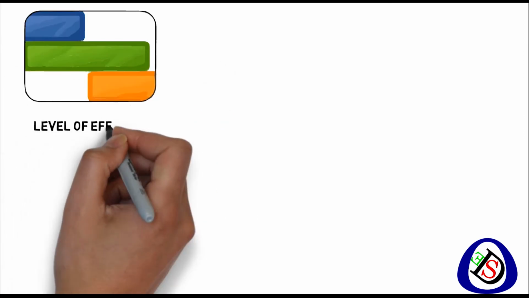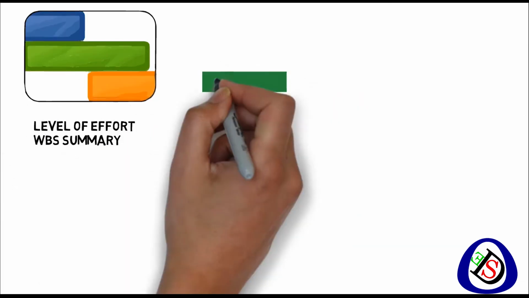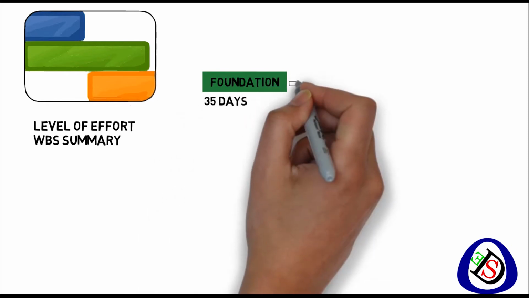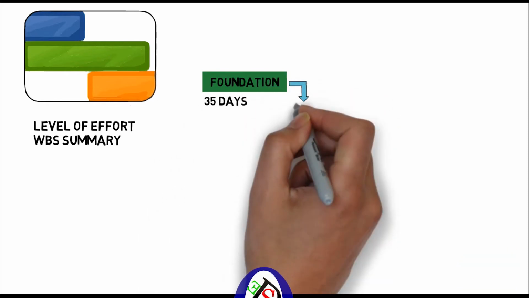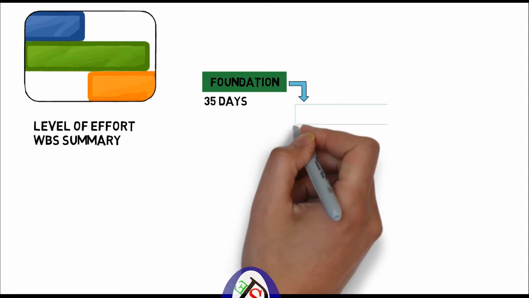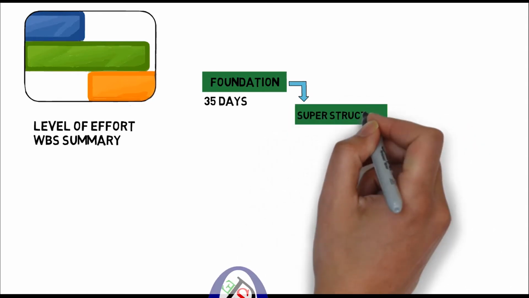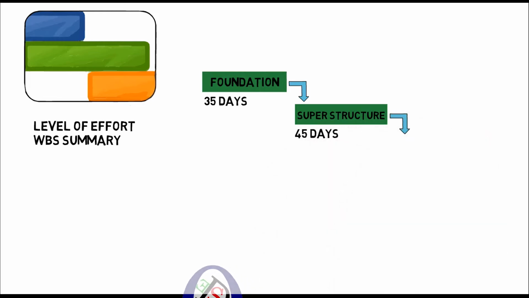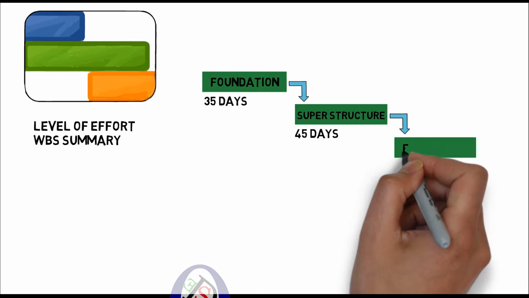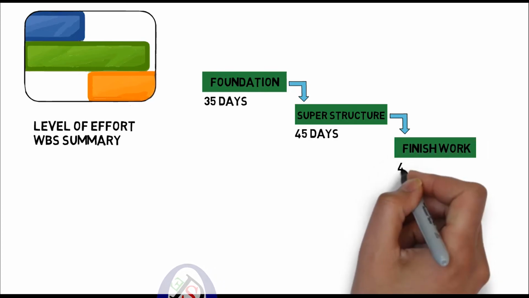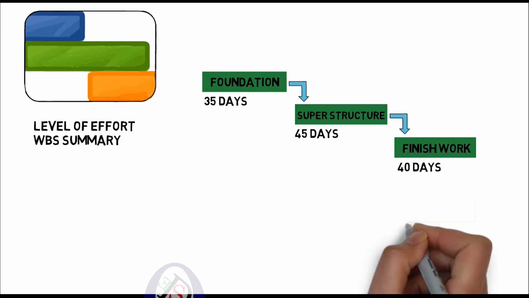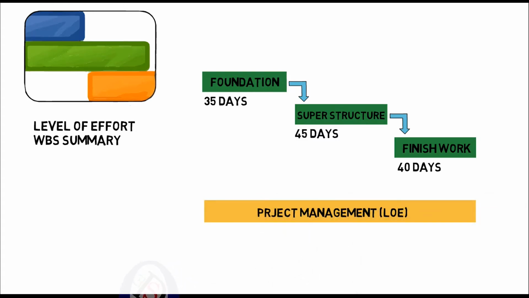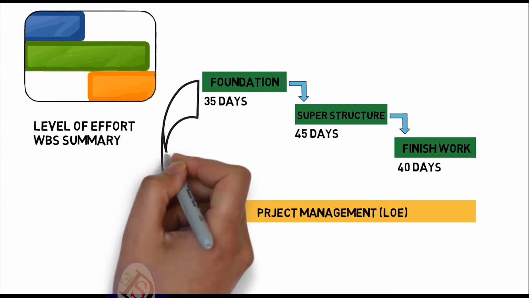So next I will move to level of effort and WBS summary. Here we have a foundation which is constructed in 35 days. I have planned for it, and next we go for a superstructure, and the superstructure will be done in 45 days, and then we have finishing work, which will be done in 40 days. So these activities will be assigned a project management activity, which will be LOE. We don't need to assign any duration to it.